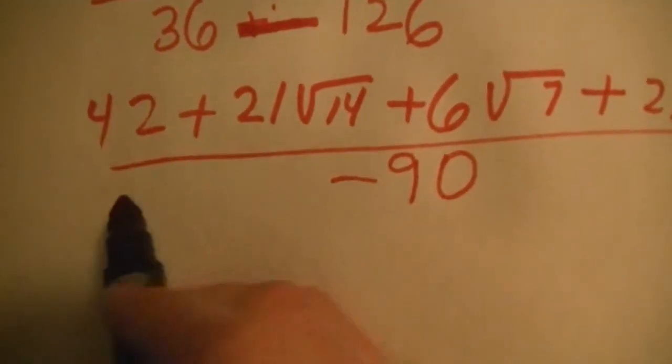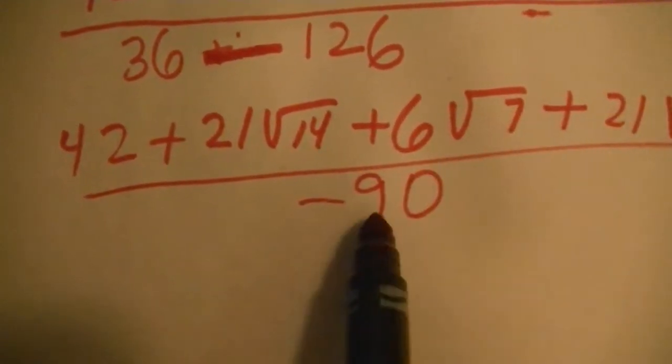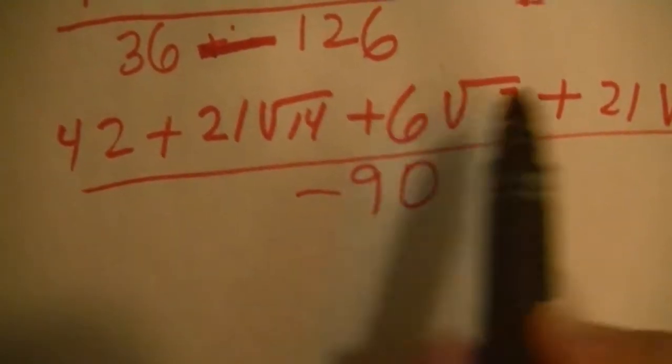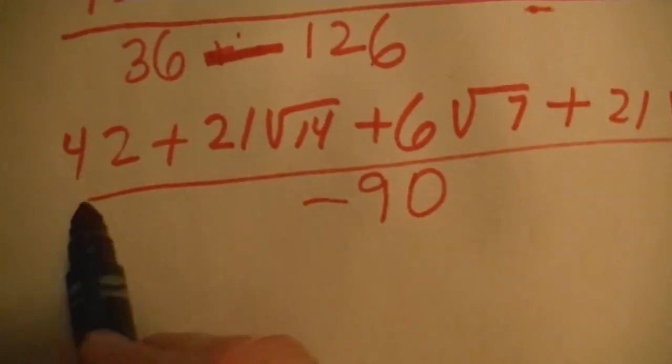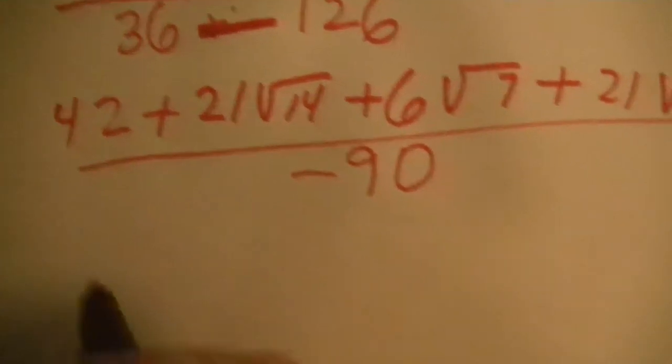Okay, almost there. So now, I notice that all these coefficients are divisible by 3. 42, 21, they're all multiples of 3. So I'm going to divide 3 into both. So 3 goes into 42 14 times.